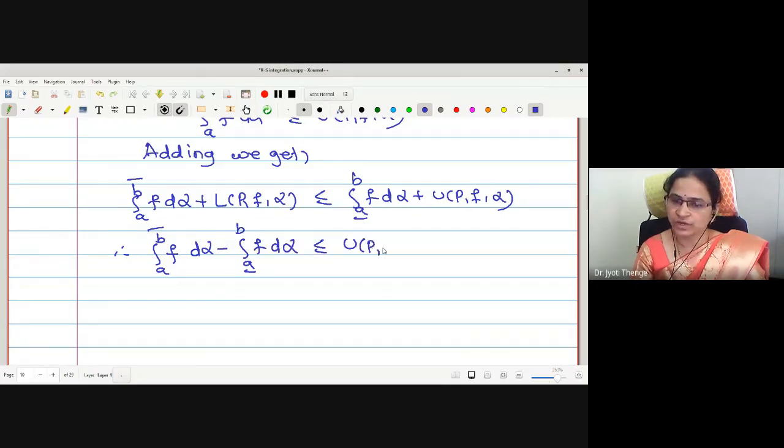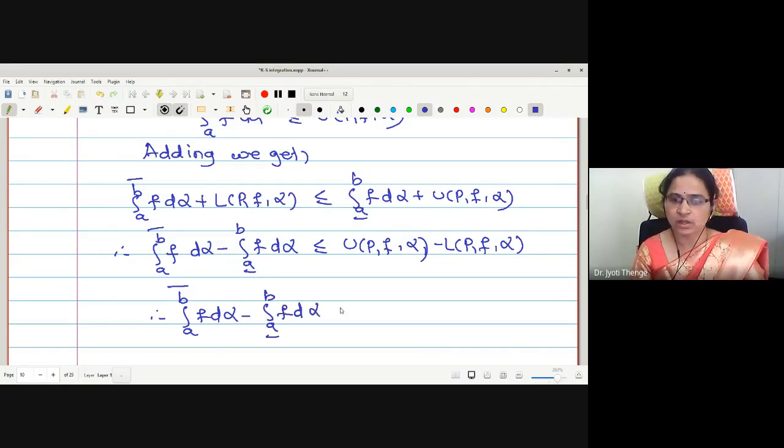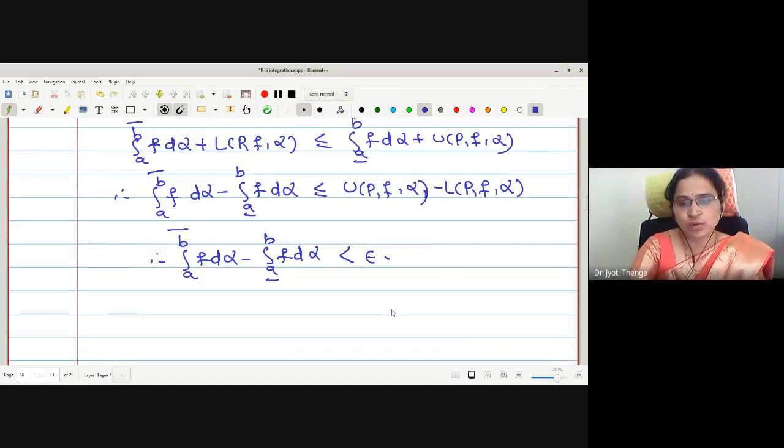To the right we will get U(P, alpha) minus L(P, alpha). But what we have assumed, this term is less than epsilon. So we get upper integral minus lower integral is less than epsilon, where epsilon is any positive number.